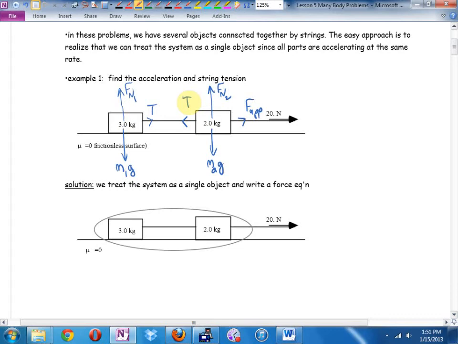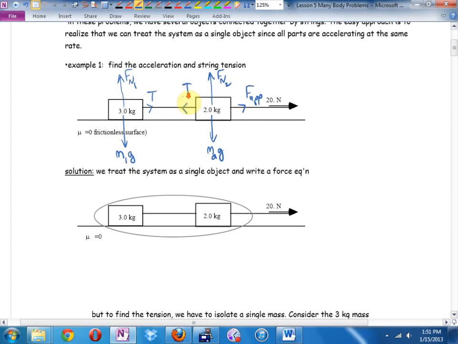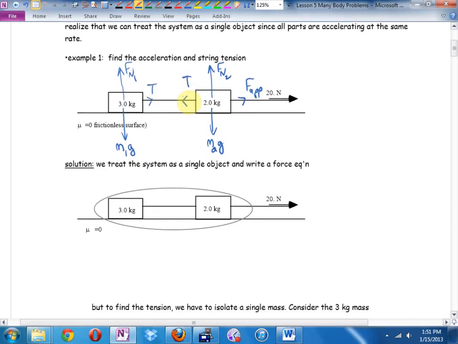Okay? So I wrote solution. We're going to treat this as a single object. We're going to write a force equation. I'll show you what I mean. Take a look at this. Vertically, can you see everything is balanced? Meh. Boring. But horizontally, in the direction along the string, who's winning?